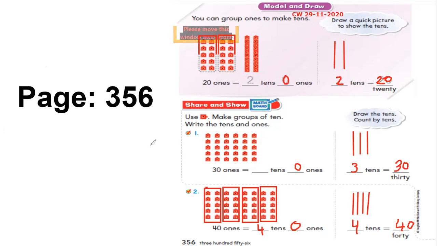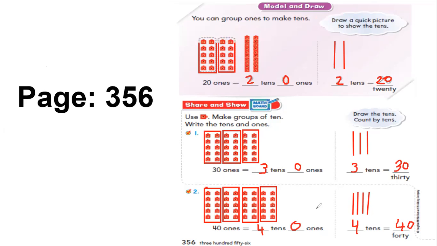Yes, excellent. Celia, Rawan, Lamar, very good. Yes, your answer is 40. Yes, you all know how to do it now. Make the group of 10 and start writing the numbers. After you finish, let's move on to the next page, 357.